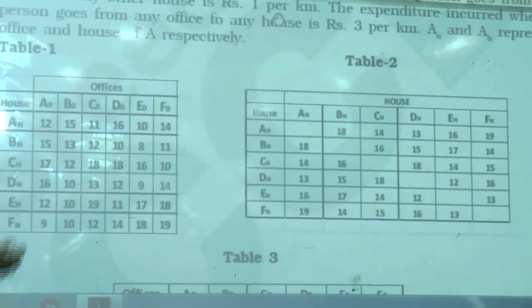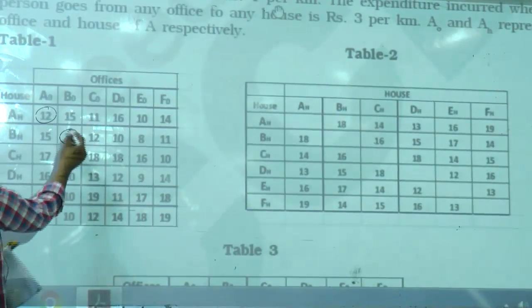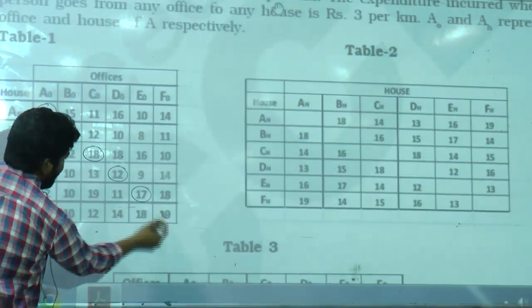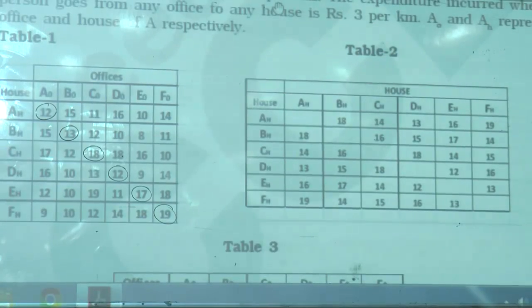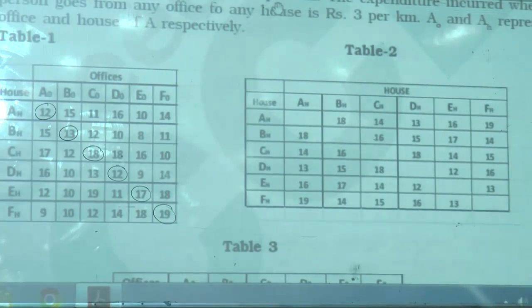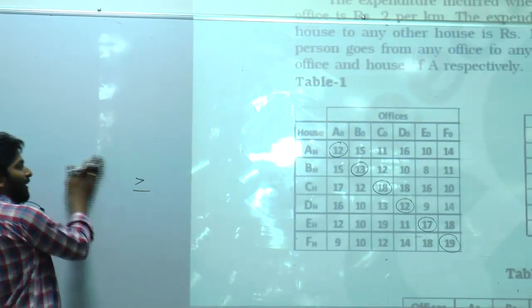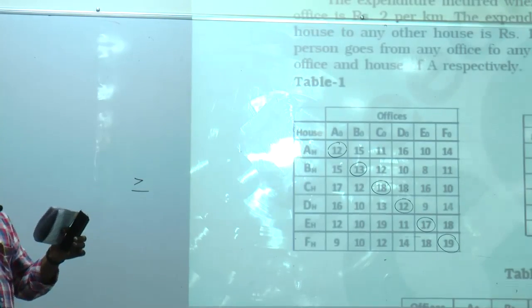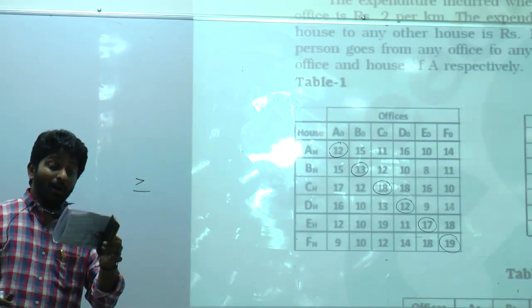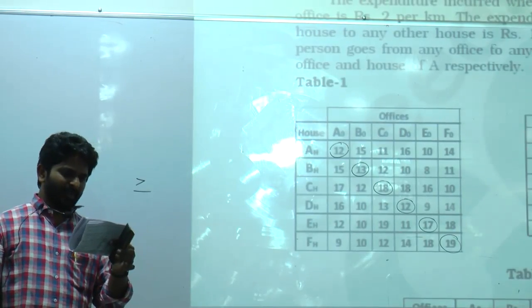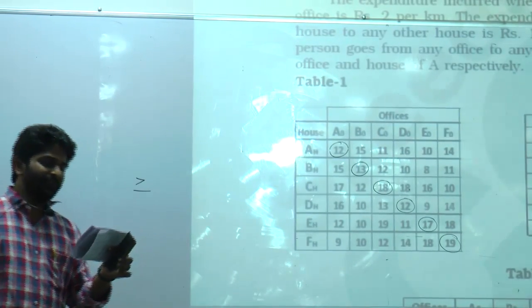Now, A house to A office is 12. B house to B office is 13, then 18, 12, 17, 19. These are the values that you need to compare. Your question says for how many friends the distance of their house from their respective office is not less than, in the sense greater than or equal to, the distance from houses of any other friends.